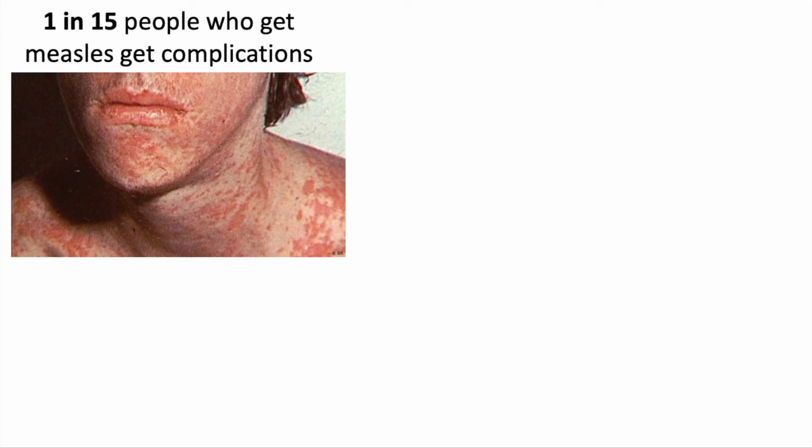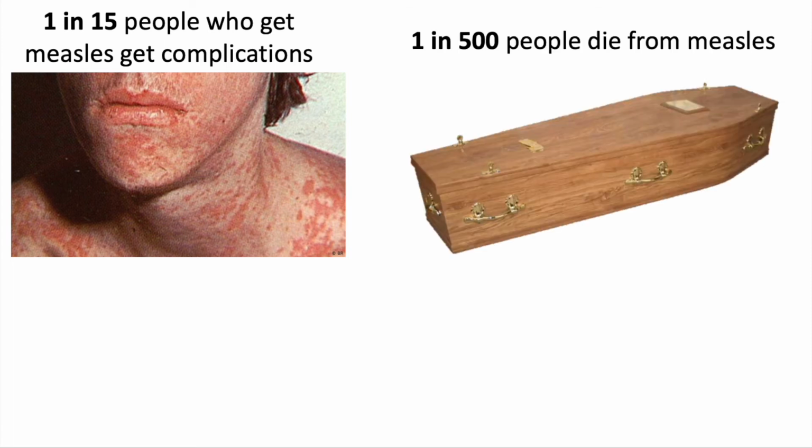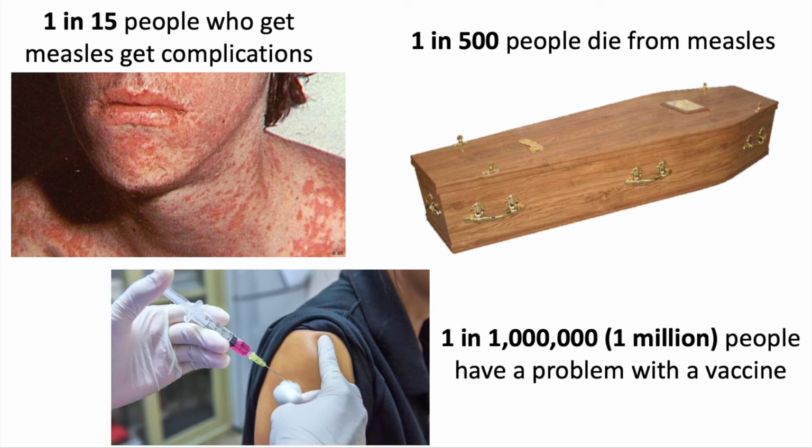It's vital to get vaccinated, especially for something like measles, because 1 in 15 people who get measles can get severe complications and get really ill. 1 in 500 people sadly die from the disease called measles. And only 1 in 1 million people will have a severe problem with a vaccine. So it's way safer to get vaccinated than it is to get the disease. Get vaccinated. And don't believe anti-vaxxer conspiracy theories.